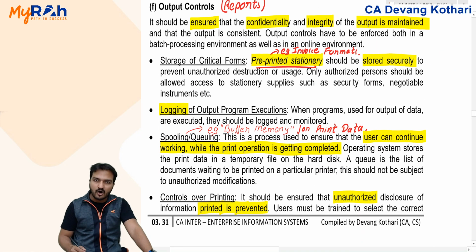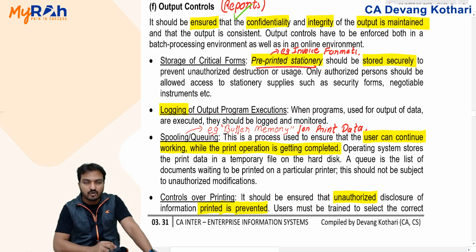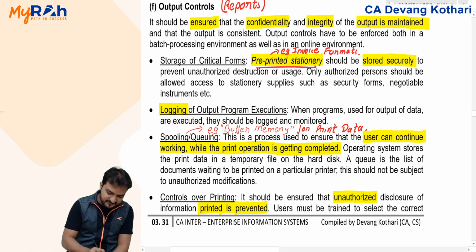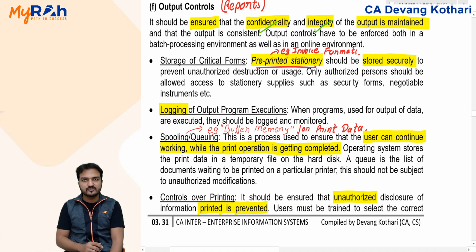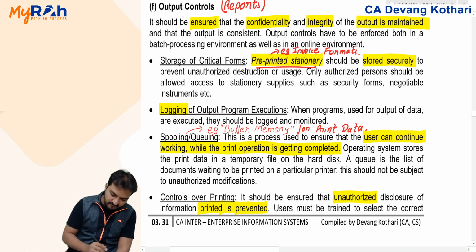And the last one, output controls. Output refers to the reports that are generated. Reports should be confidential, and the integrity of output should be maintained. These are the main requirements.